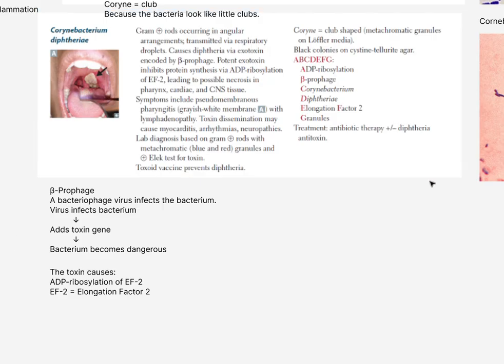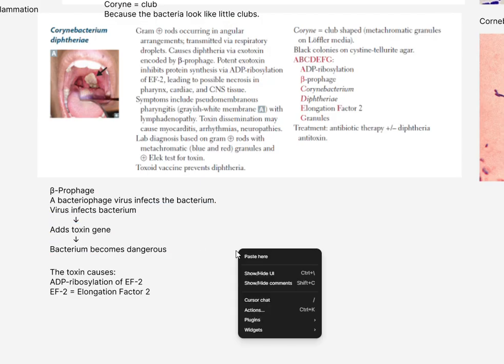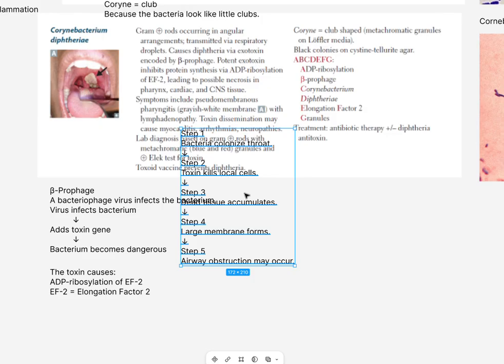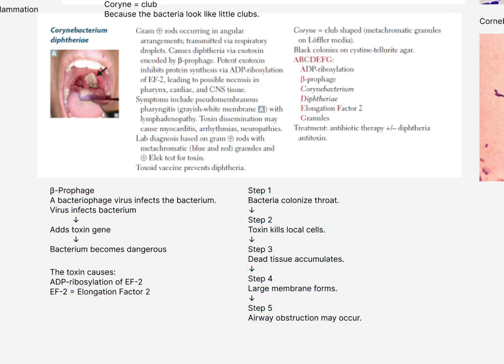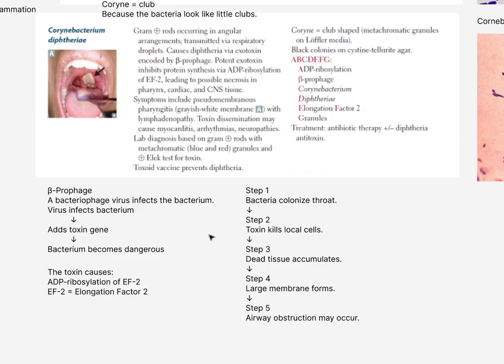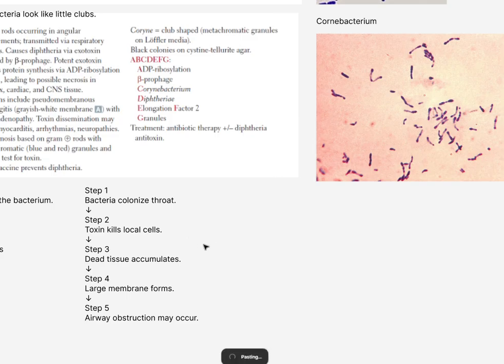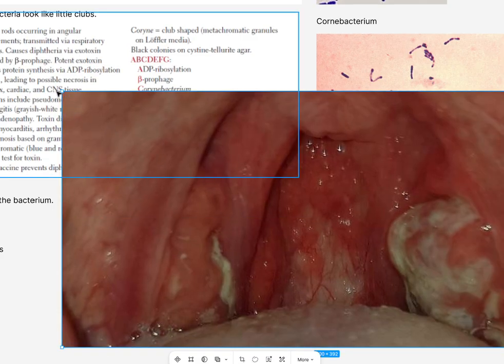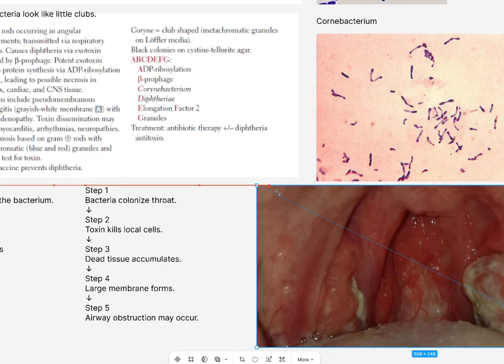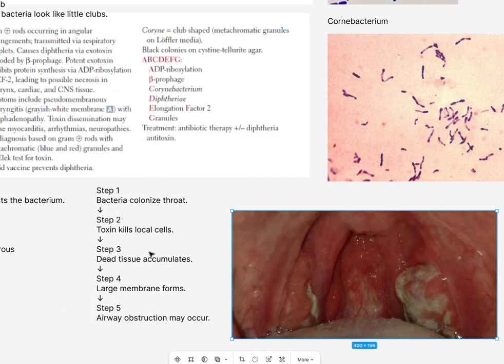I've only seen this case once, in an underdeveloped setting. That's the only time I ever saw this case, but it was very easy to pick out because it's almost impossible to miss. It's the famous pseudomembrane. There's a gray-white pseudomembrane, and it's impossible to miss. I'll show you one here. So this is how that gray-white pseudomembrane looks. It's almost impossible to miss.